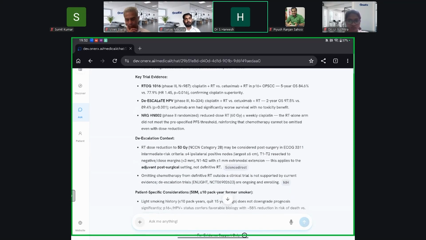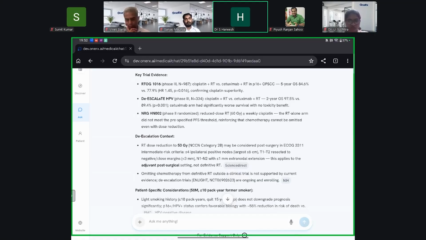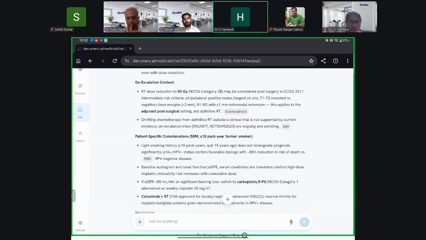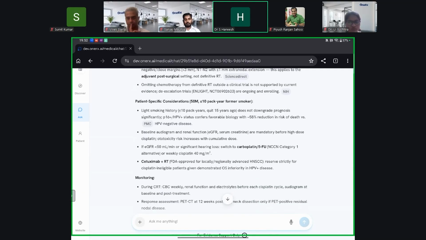And in the de-escalation context, we got RT dose reduction to 50, NCCN category 2B. It is considered for post-surgery, ECOG status 0-1, and intermediate risk criteria of less than or equal to 4 ipsilateral positive nodes. And what are the patient-specific considerations? Smoking history of less than or equal to 10 pack years and he quit 10-15 years ago. This does not downgrade the prognosis significantly. And if eGFR is less than 50 ml per minute, we have to switch to carboplatin. This is what NCCN guidelines recommend.